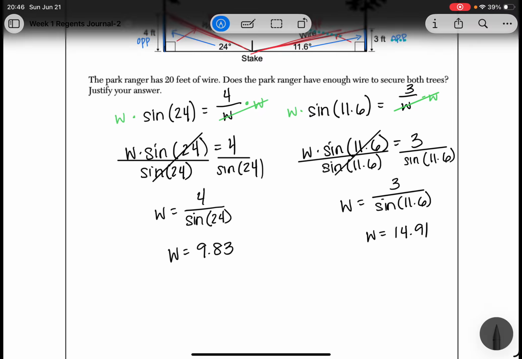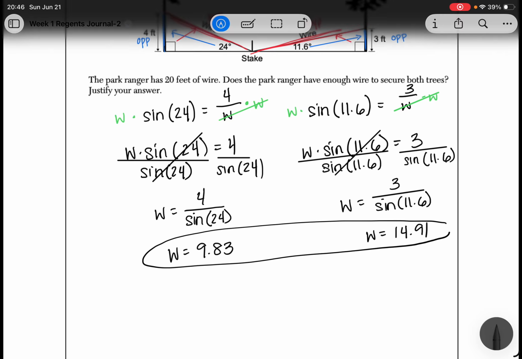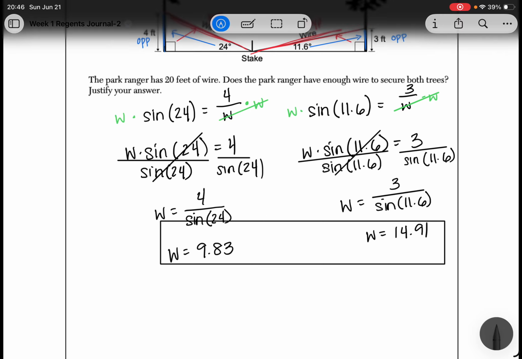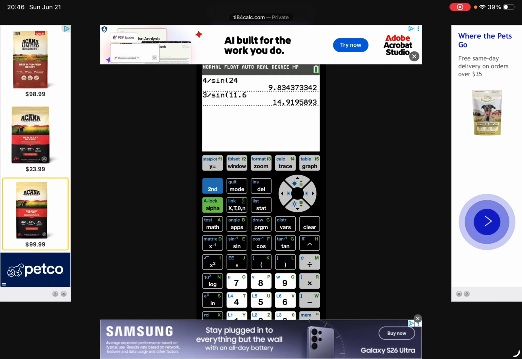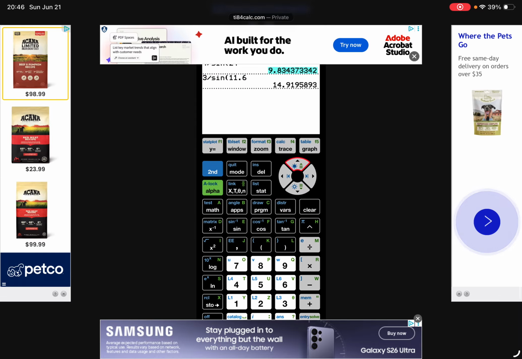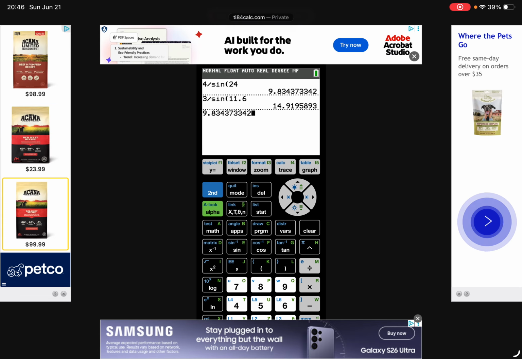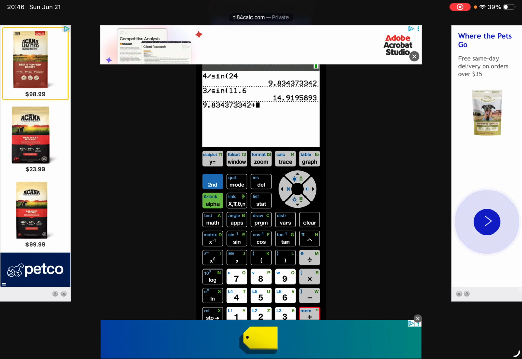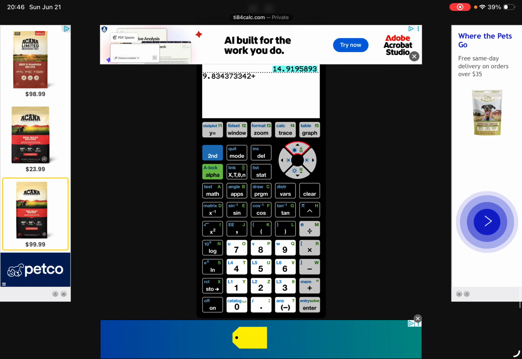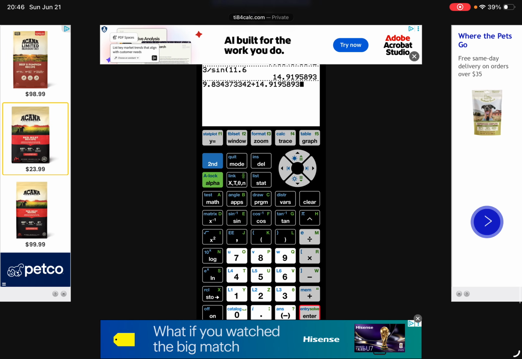So since it's asking if we have enough wire, we need to see what the total amount of wire is that we have. So we have these two values, and if we're saying the total, that means we need to add them. But I'm going to add with the full value that we have rather than the rounded value. So I'm just going to highlight over our original answer for 4 sine of 24 and then hit enter, and it's going to copy and paste it for us. Plus sign, go back to the 14 one, hit enter, it'll copy and paste that.